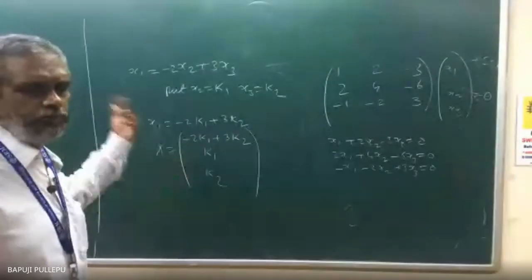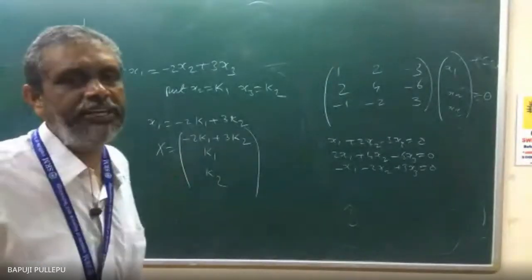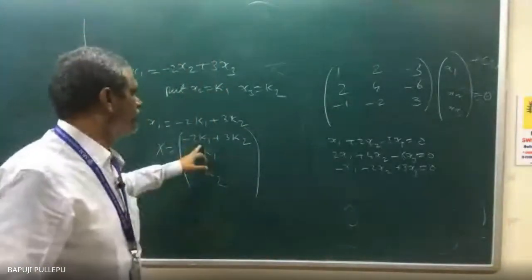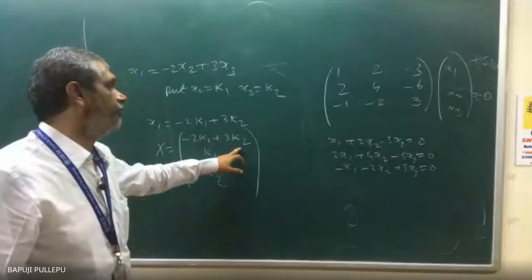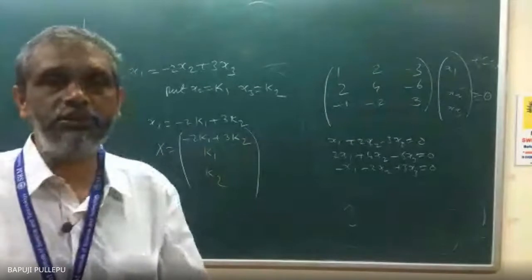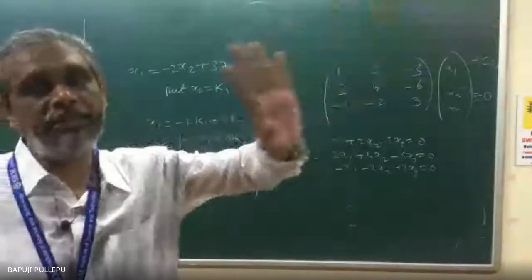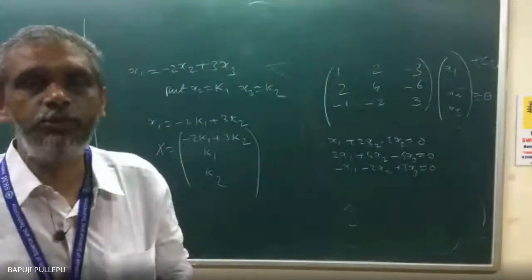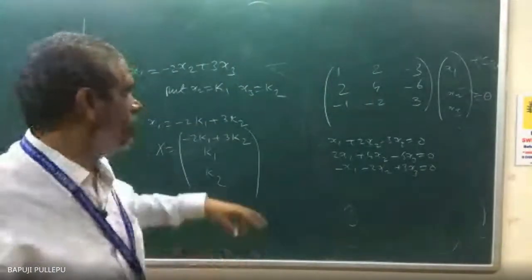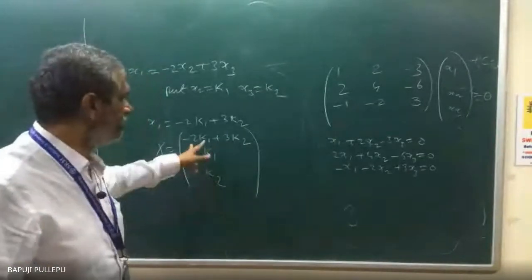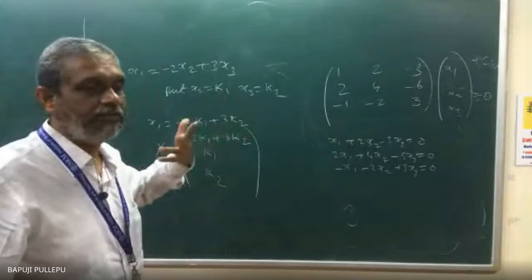Now what I will do, I have so many solutions. For k1, k2 there will be an infinite number of solutions. In particular, I will select k1 is equal to 0, k2 is equal to 1. Then k2 is equal to 0, k1 is equal to 1. If you want, you can take k1 is equal to 10 lakhs, k2 is equal to 20 lakhs. It doesn't matter. I don't want conflict, so I am taking only simple values. Any value is allowed as long as it satisfies the equations.